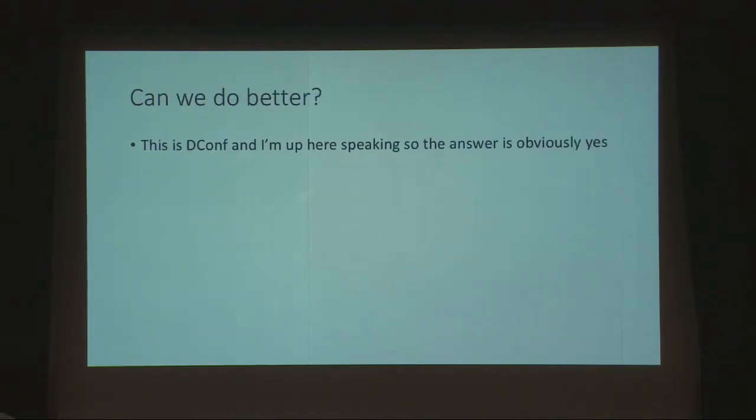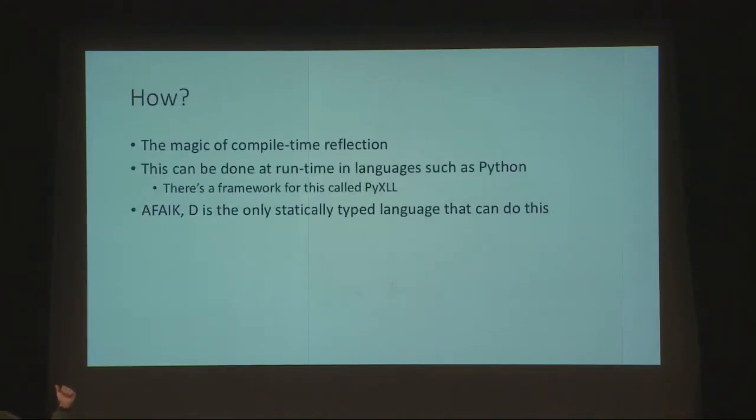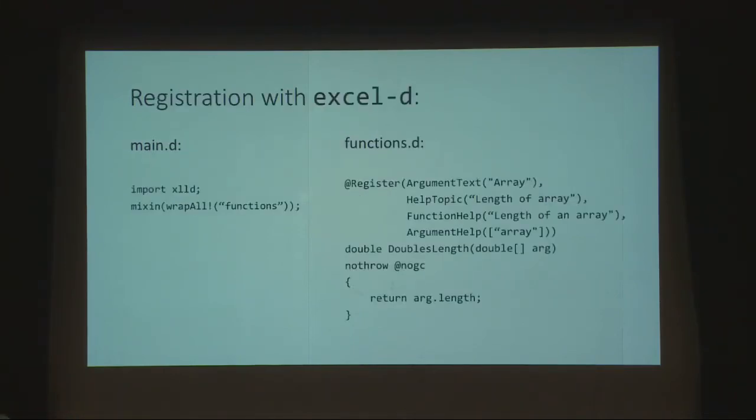Can we do better? It's DConf, I'm up here, what do you think? This is all the code you need to write to register that function right now in D. You've got to go back a slide. Oh, sorry. That's a problem with not seeing what I'm doing. Anyway, this is all you need to write to register function calls in D. There's a main, which is just there to compile things. You import, you go, please wrap my modules. In that case there, you only see functions, but that's variadic, so you can tell it any number of modules. You just pass the name of the modules.